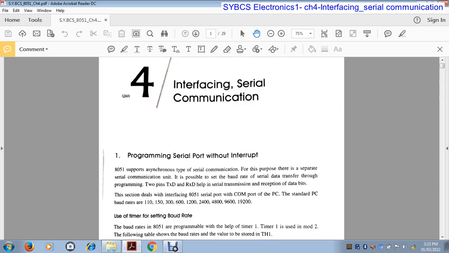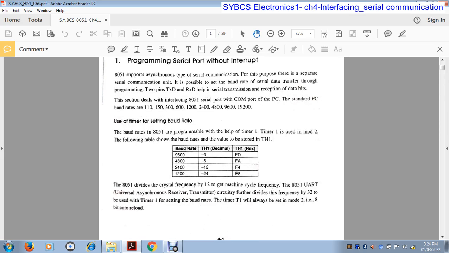So how do the controller and these devices communicate with each other? Communication between the controller and devices can be seen through this article, programming serial port without interrupt. The 8051 supports an asynchronous type of serial communication. For this purpose there is a separate serial communication unit in the 8051 microcontroller. So it is possible to set the baud rate of serial data transfer through programming.